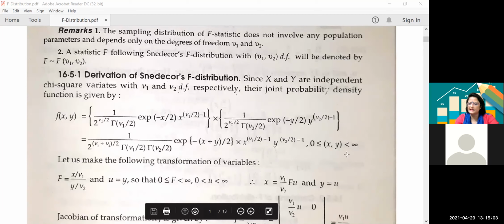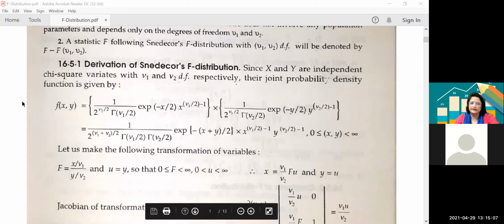And the joint PDF is lying between 0 to infinity. Now the second step is, this is step number 1, writing the joint PDF. Let us make the following transformation. This you can take as step number 2.